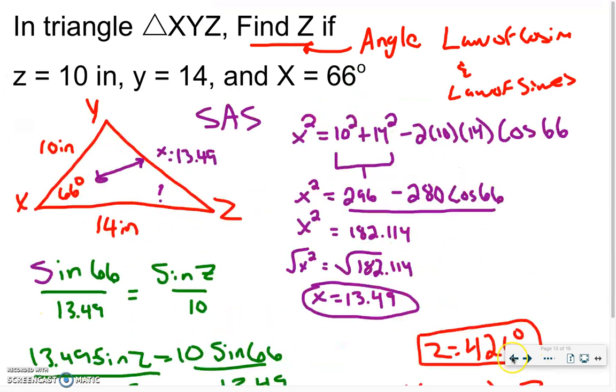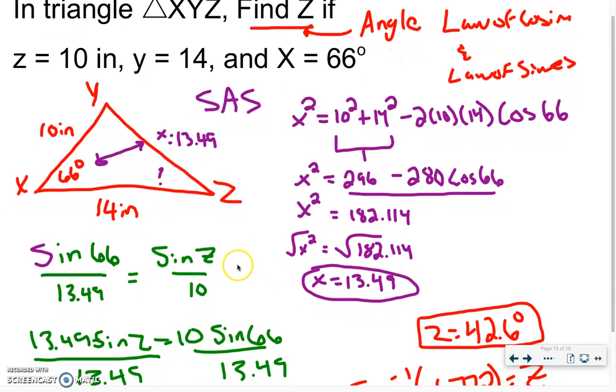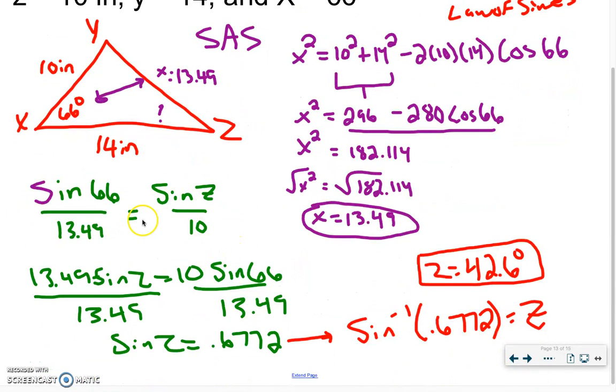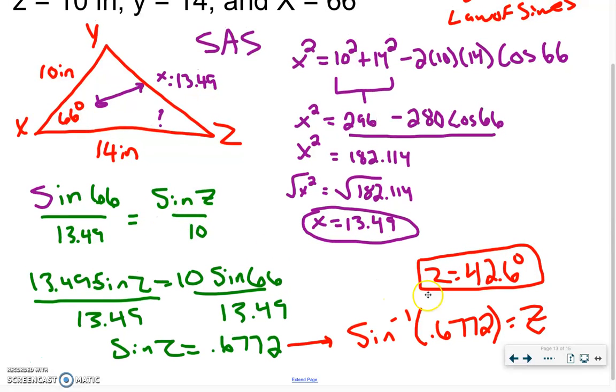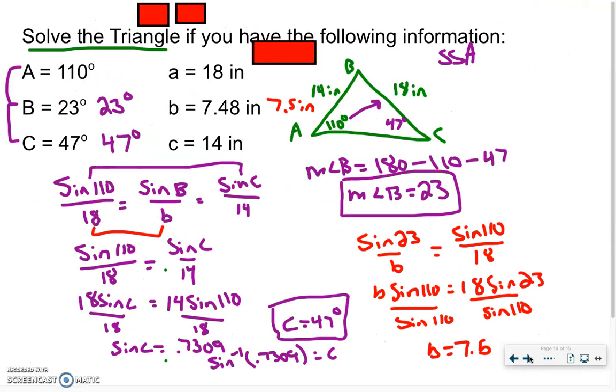Like on the previous example, your connection here is you use the law of cosines to get the 13, and then because of that, we were then able to go into law of sines to be able to find our answer. So those are those connections.